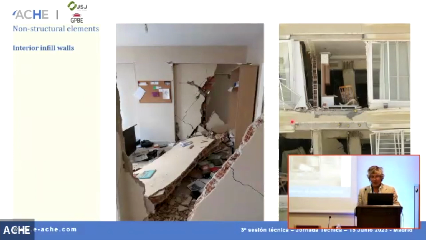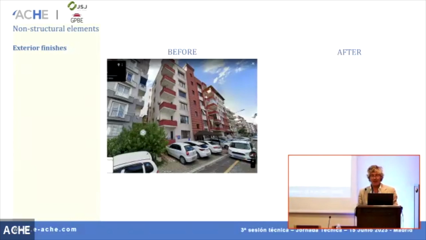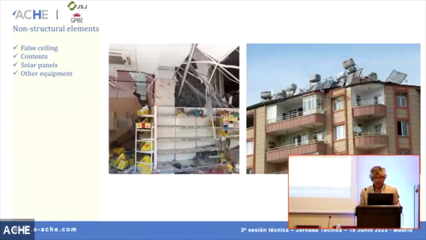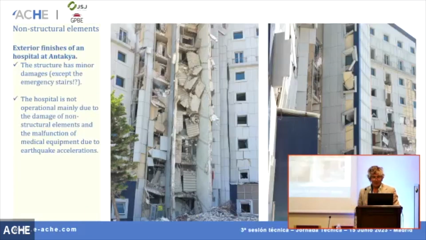In other cases, interior infill walls were in very bad shape. This case is very interesting, because before we have this, and after, all these finishes collapsed, and collapsed in front of the office of the building where the people were going out. They wanted to exit, but the exit was blocked. All the false ceiling content, solar panels, other equipment, all of them are in very bad shape.